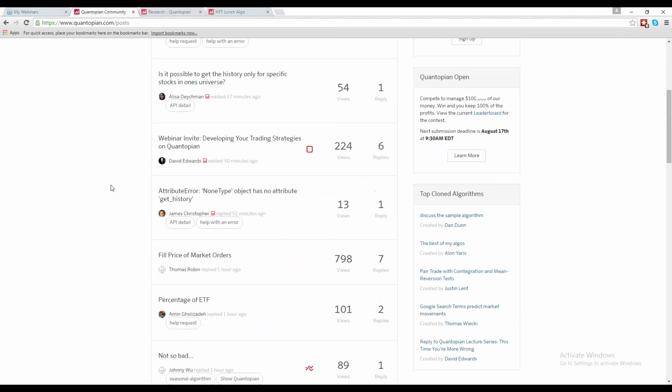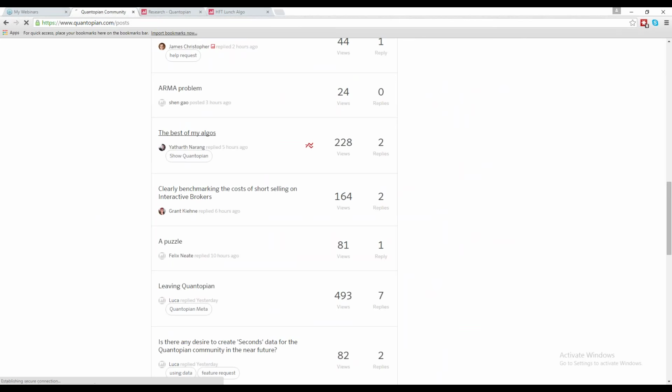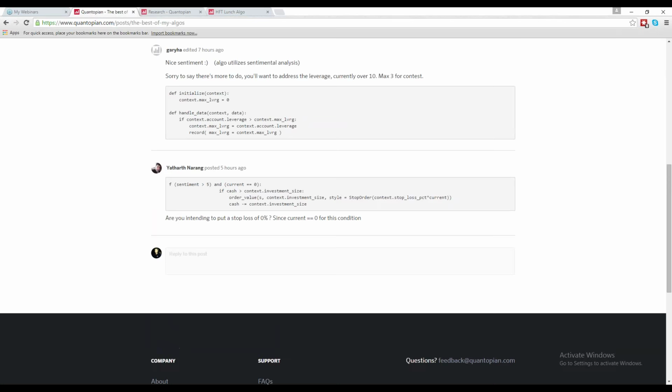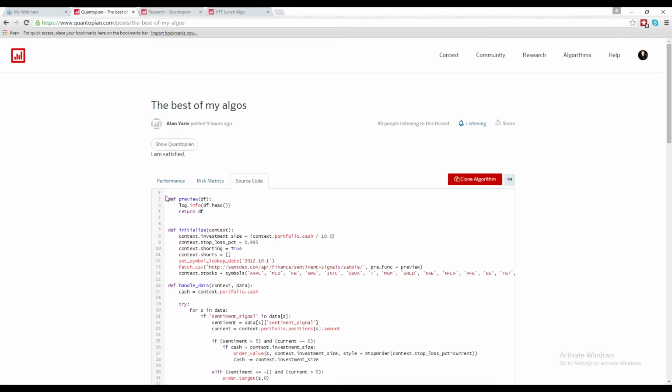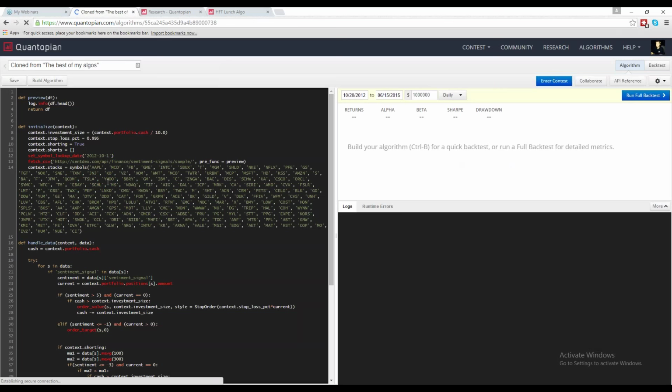So the best of my algos, let's see. And you can go here, and now you'll get a little blurb about it. You can view the source code and then clone the algorithm. By cloning it, that's going to bring it into your own interactive development environment, where I can now work on it and run my own backtests. So I would definitely suggest looking there.